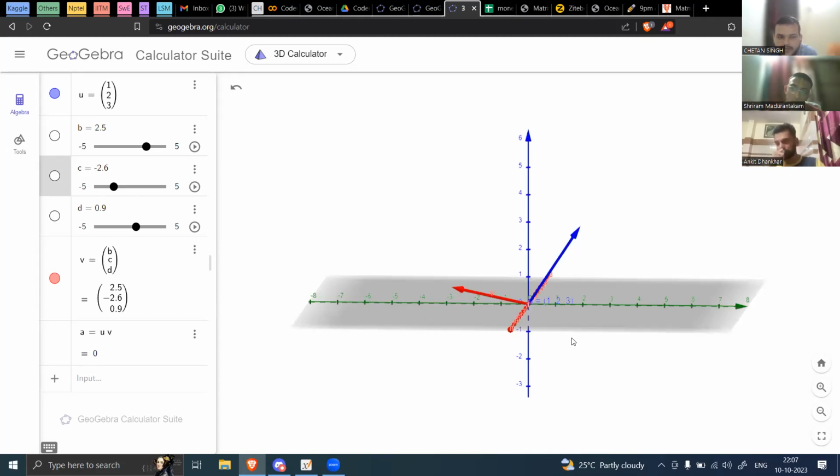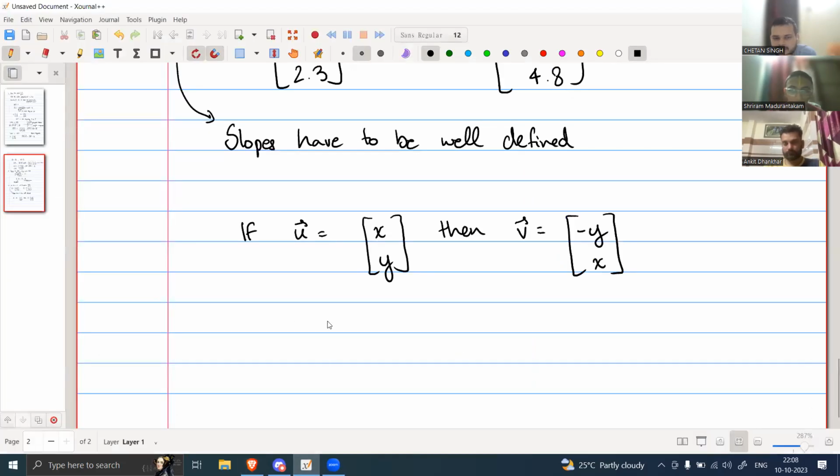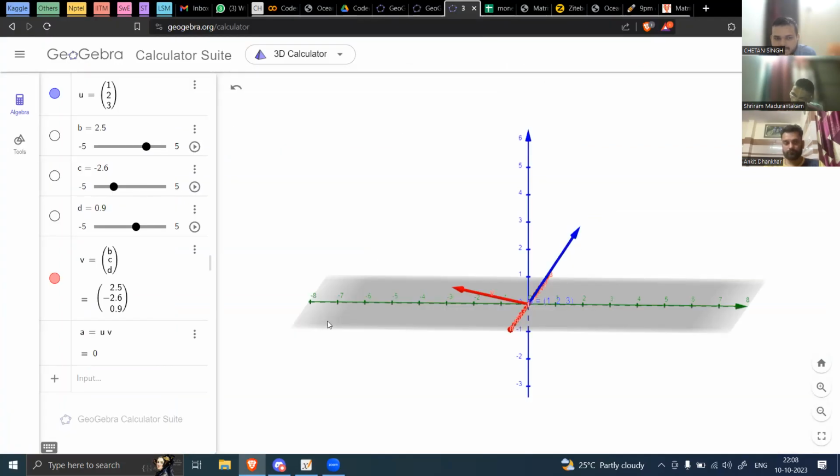So is this point unique? Is this vector 2.5, minus 2.6, 0.9 unique? That's my question. Anyone, guys? Any multiple of that point will again satisfy, I guess. Okay, what do you mean by multiple? Any scalar multiple of that vector.